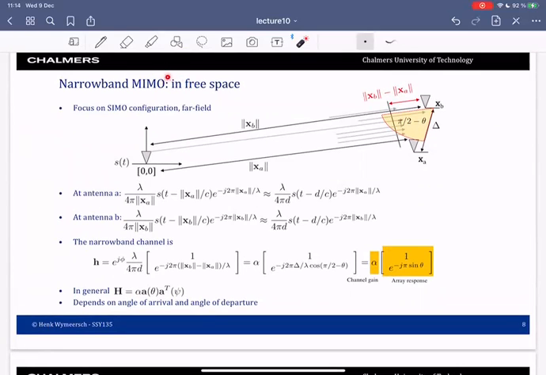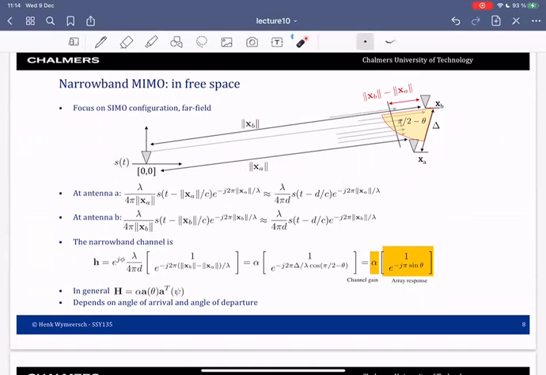The easiest case is the so-called free-space MIMO channel. In this case, let's focus on the SIMO configuration because it's easier to understand, where we look at a single transmit antenna and multiple receive antennas. So the transmit antenna here is located at coordinate 0, 0. And then we have different receive antennas located at coordinates XA and XB. So it means there's a distance from the transmitter to each receive antenna given by the norm of this vector XA and the norm of this vector XB.